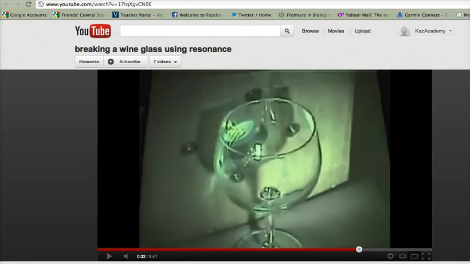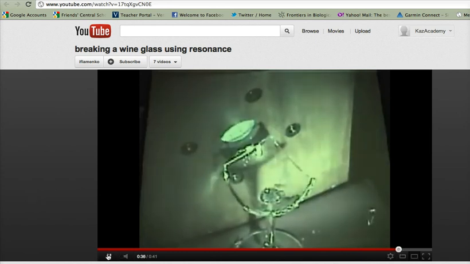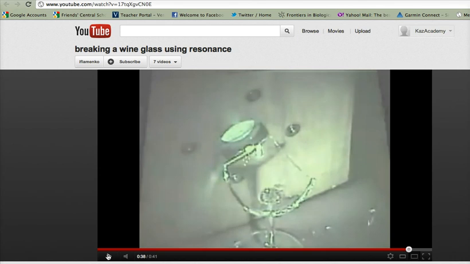And that is what allows you to do things like this, which is the classic example. You can get a wine glass to shatter. That's because the speaker is playing at a resonance frequency for the glass, which means that it will create a standing wave in the glass. So the glass is waving around.